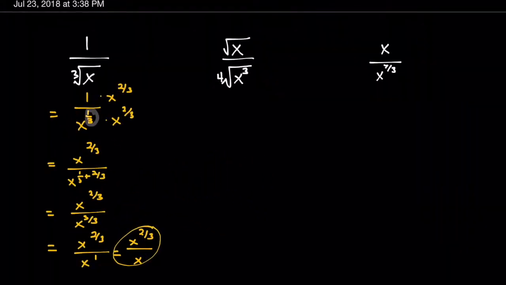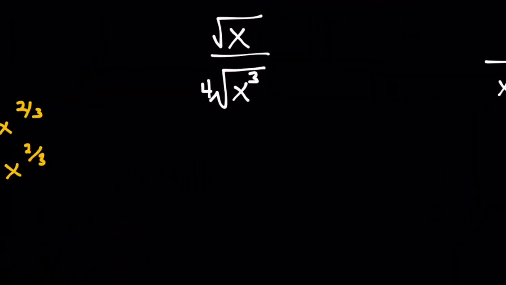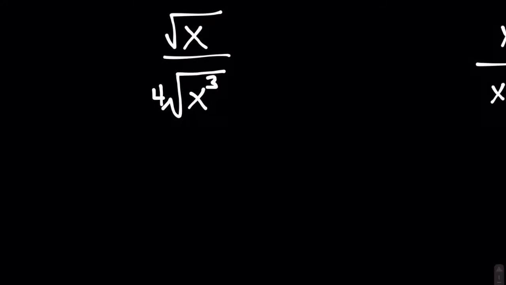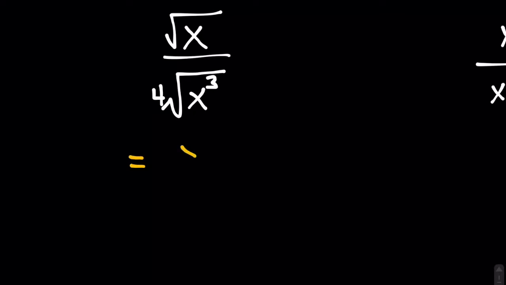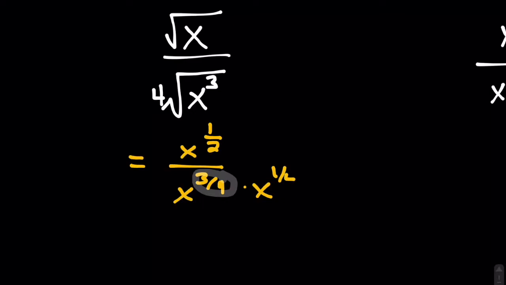Our next example problem is the square root of x over the 4th root of x cubed. So once again, we're going to have to get rid of these radicals and turn them into fractional exponents. In the top, we get x to the 1/2. And in the denominator, we're going to get x to the 3 over 4, power over index, right? Now, we got to turn 3/4 into a whole number. In other words, we want that 3 to turn into a multiple of 4. So we're going to multiply the top and the bottom times x to the 1/4.